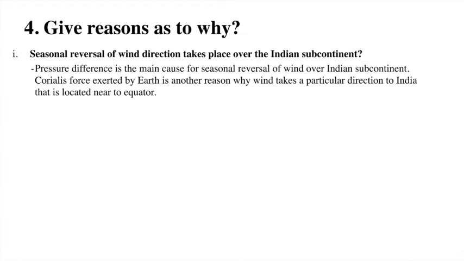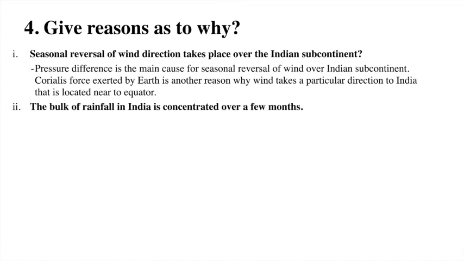Similarly, in winter season also, the higher pressure develops in the Tibetan Plateau and the low pressure develops in the Southern Ocean. So this time wind blows from north to south, northeasterly winds, towards the equatorial low pressure belt. So in this case also wind reverses its direction over the Indian subcontinent. So that is the reason. Bulk of rainfall in India is concentrated over a few months. Why?